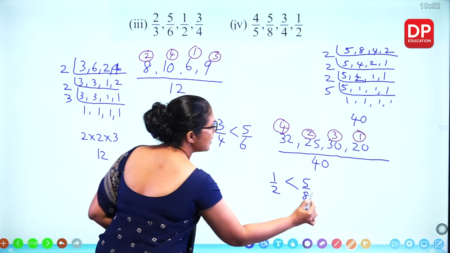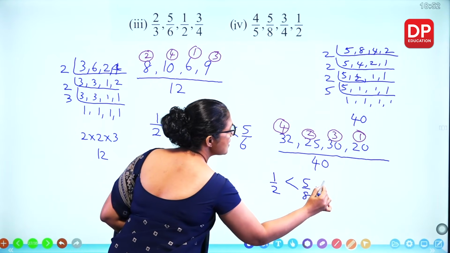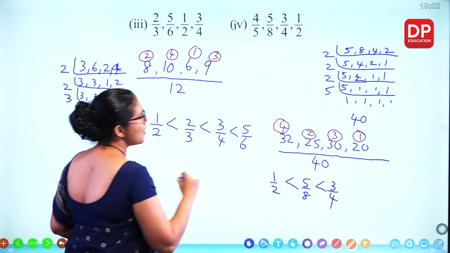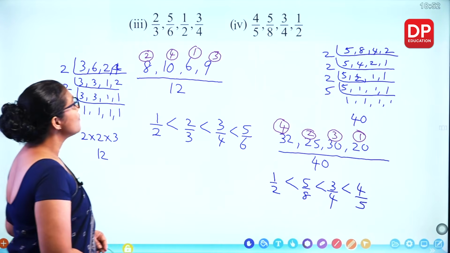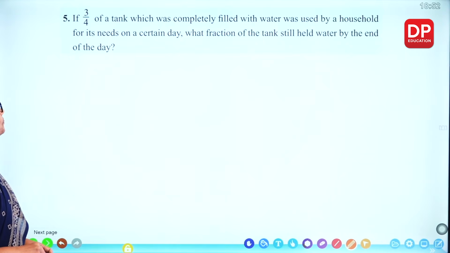5/8. Third one is third place. So that means 3/4. Fourth one is the first one. 4/5. Now we'll take the fifth question.